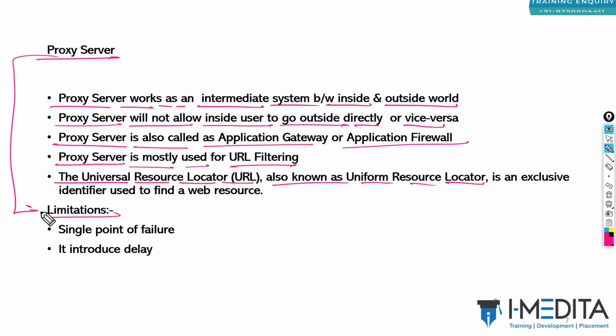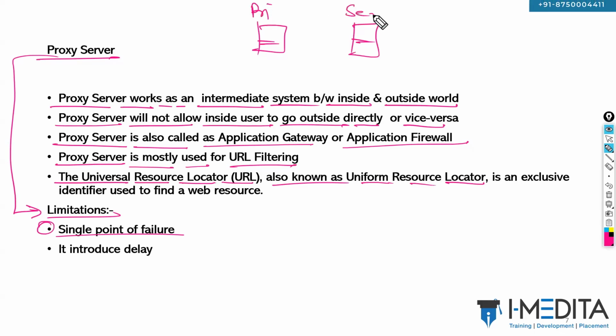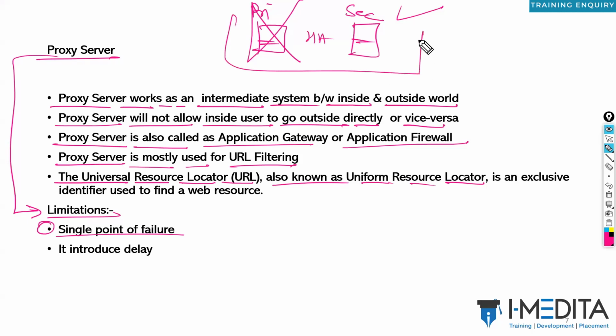Limitations of proxy servers. If you are using a single proxy, okay, it may be possible that you are only using one proxy server that can go down. Then don't use a single one, use two proxies here. One will be primary and another secondary. When the primary goes down, the secondary is there. So the single point of failure problem can be solved with the help of HA.